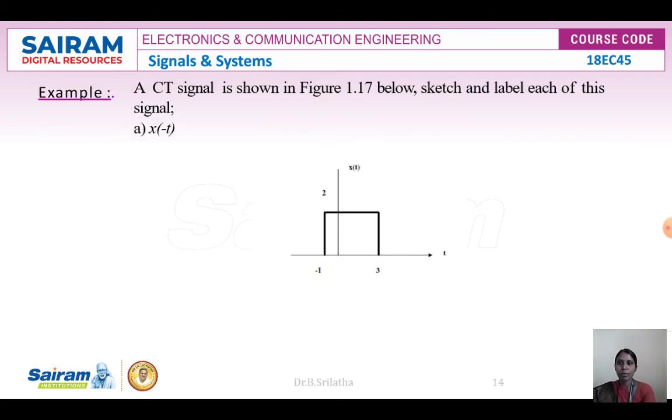Now we will see some problems. A continuous time signal x of t is shown below. We are going to sketch and label the reflection of the given signal x of t. That is nothing but x of minus t. This is x of t, the original signal. For this original signal we are going to apply the reflection property.